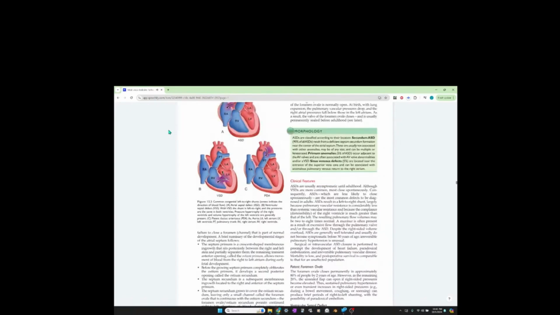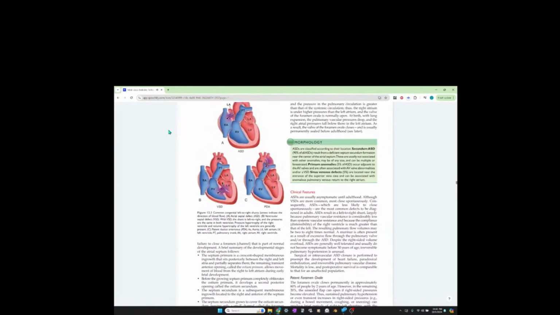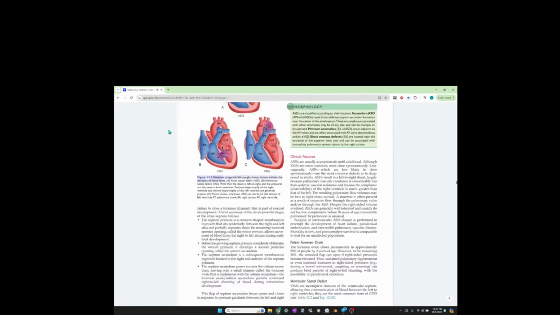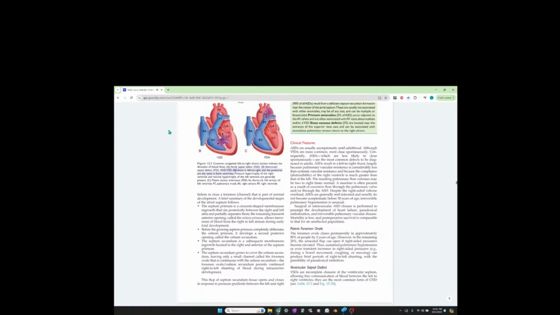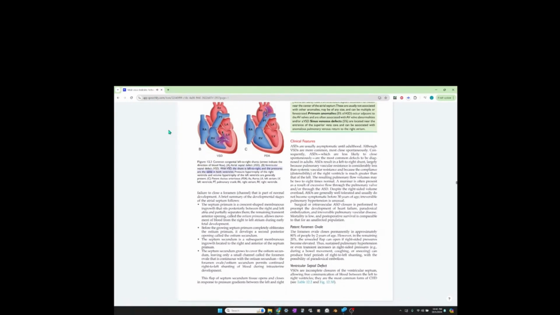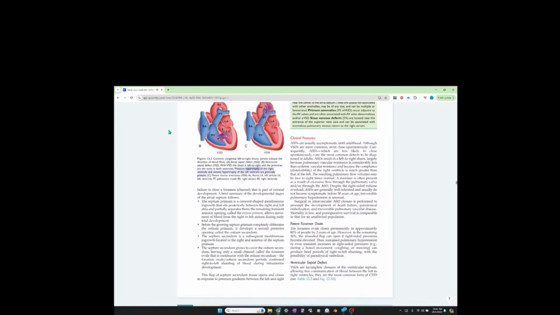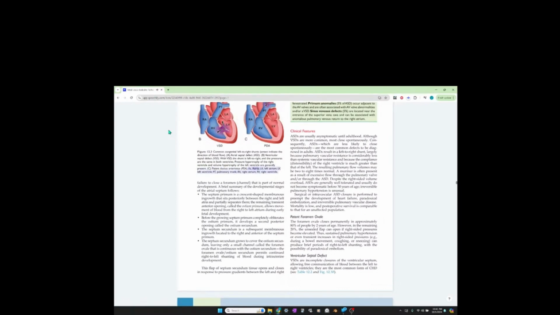Figure 12.3: common congenital left-to-right shunts. Atrial septal defect, ventricular septal defect. With VSD, the shunt is left to right, and the pressures are the same in both ventricles. Pressure hypertrophy of the right ventricle and volume hypertrophy of the left ventricle are generally present. Patent ductus arteriosus. LA, left atrium; LV, left ventricle; PT, pulmonary trunk; RA, right atrium; RV, right ventricle.